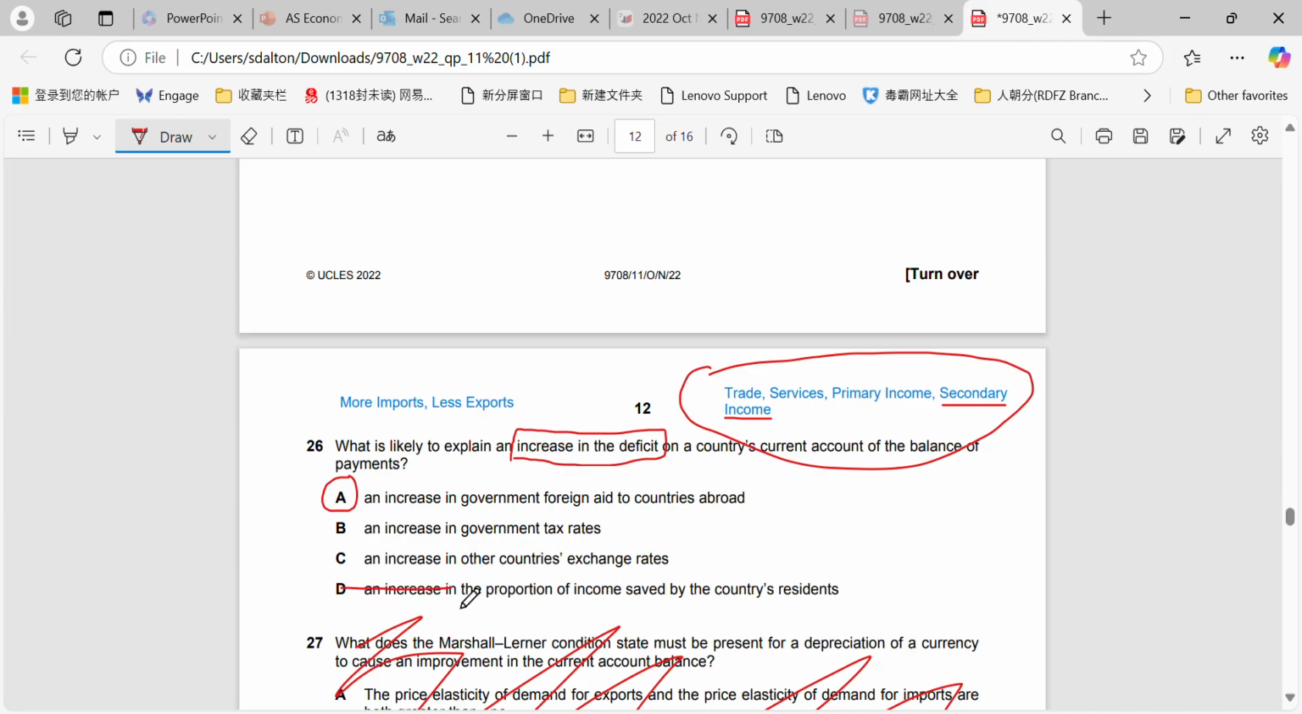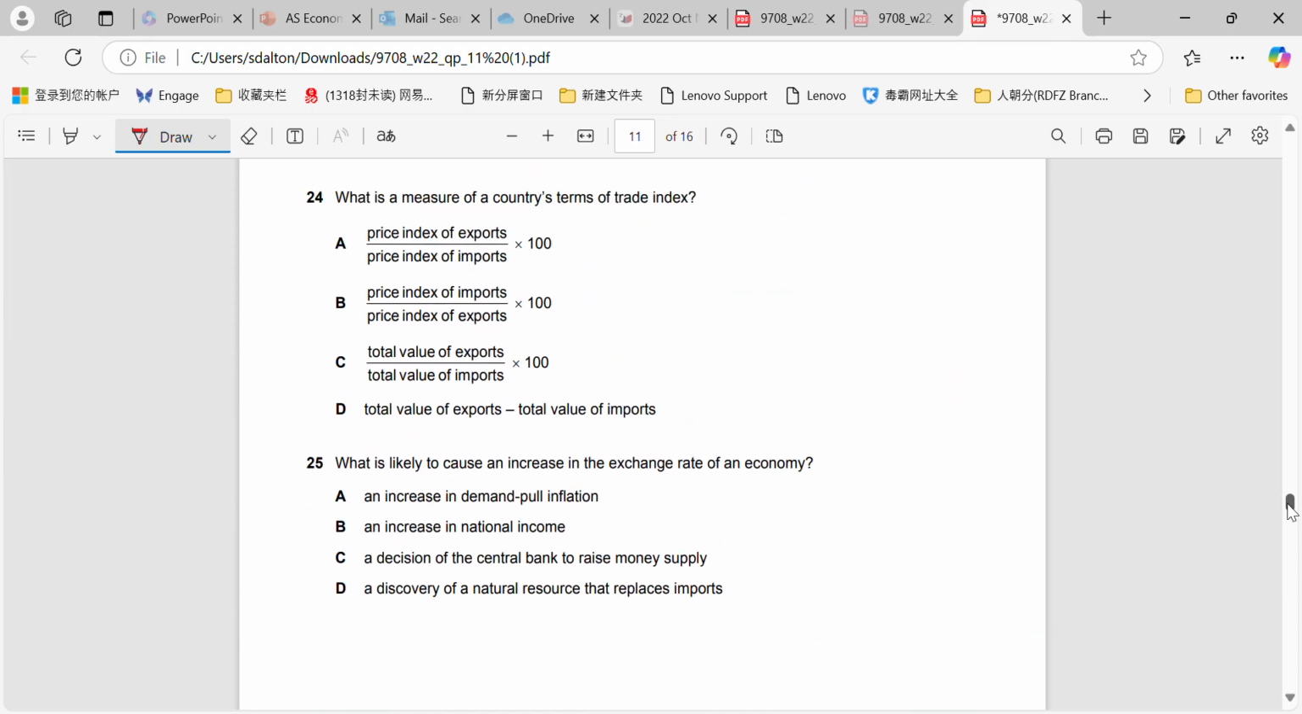The amount of money we save doesn't affect it. An increase in other countries' exchange rates, or an increase in government tax rates, no. So in this case we were looking for an element that affected one of the four components. Question 25. What is likely to cause an increase? So what is actually going to cause an appreciation of the currency?